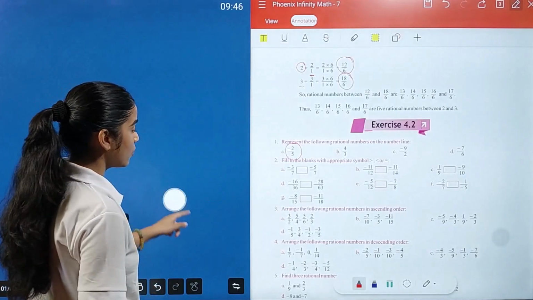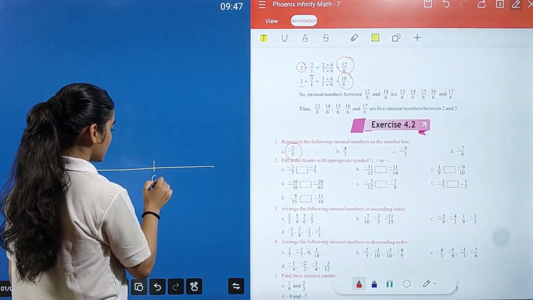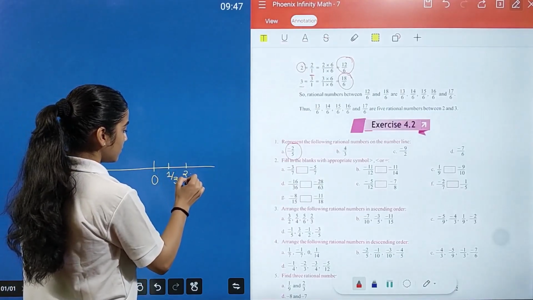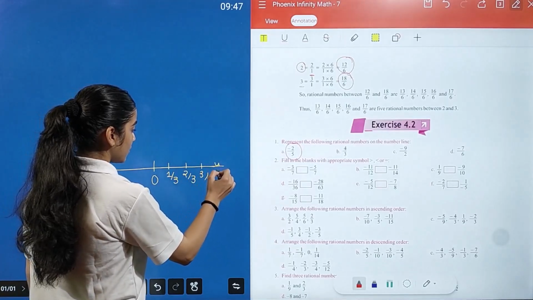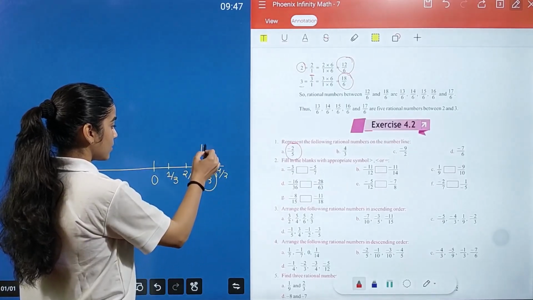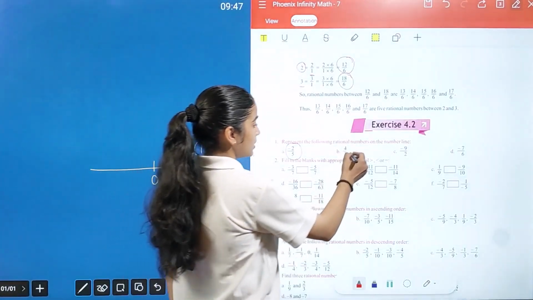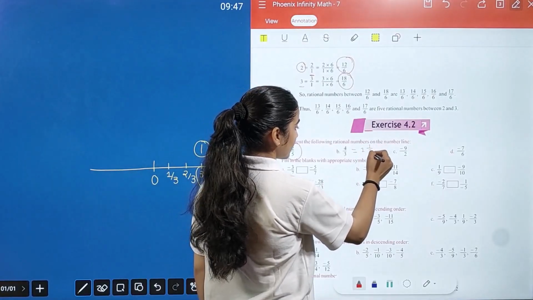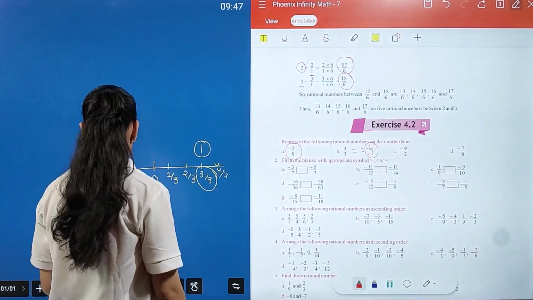Next you have 4 by 3. So this is your number line between 0 and 4 by 3. So 1 by 3, 2 by 3, 3 by 3. After 3 by 3 you have 4 by 3. This 3 by 3 means 1. Okay. So after 1 you have 4 by 3. You can also represent it as a mixed fraction. So you have to represent it like this. Okay. Now we have question number 2.